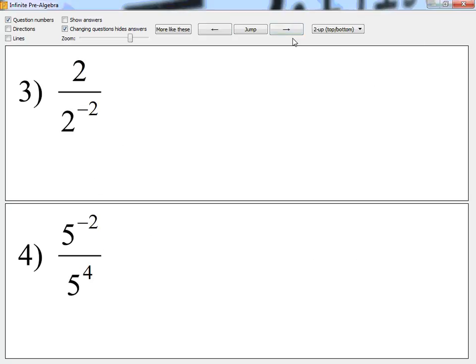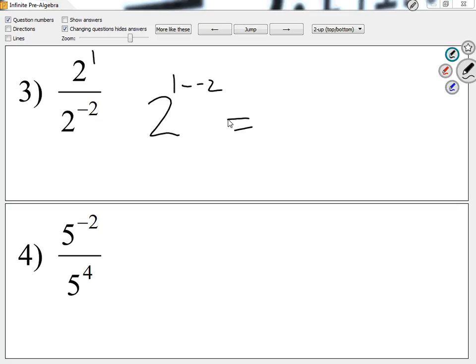Let me practice a little more with questions 3 and 4. For number 3, I have 2, and then on top I'm going to have an exponent 1 minus a negative 2. How much is 1 minus a negative 2? Positive 3. How much is 2 to the third? 8. Alright, so not so bad, right?